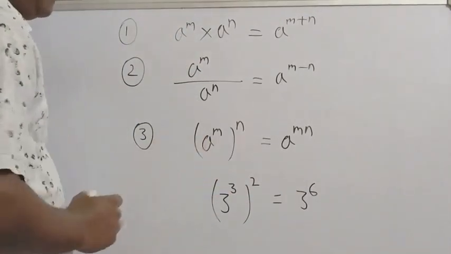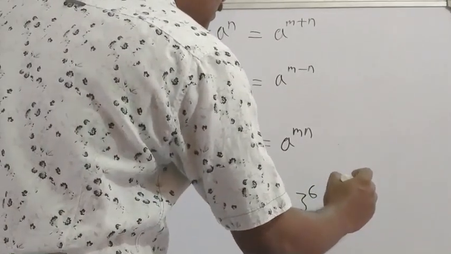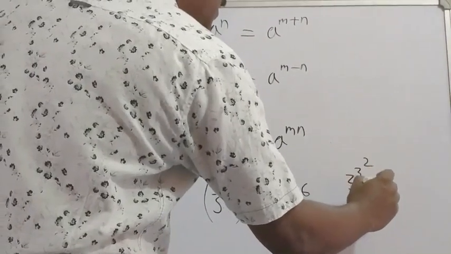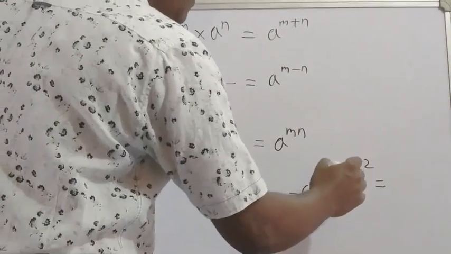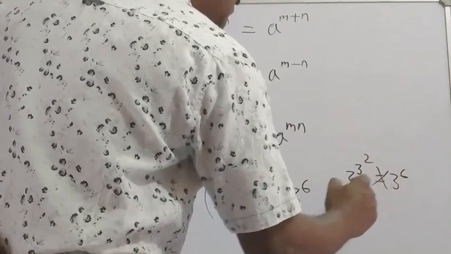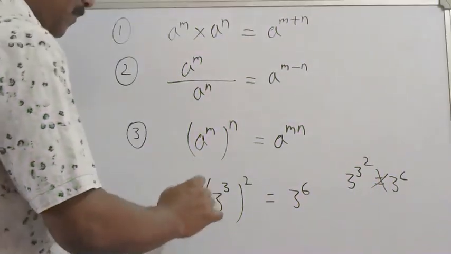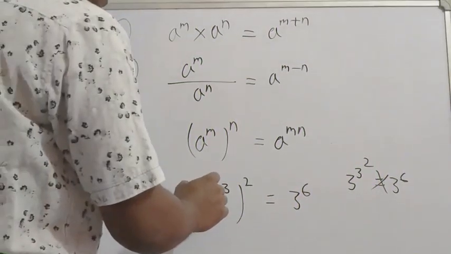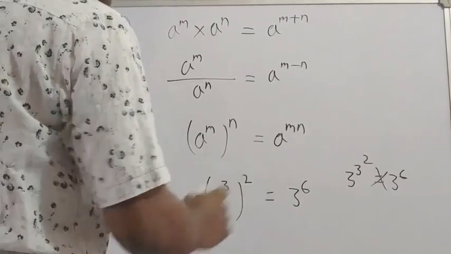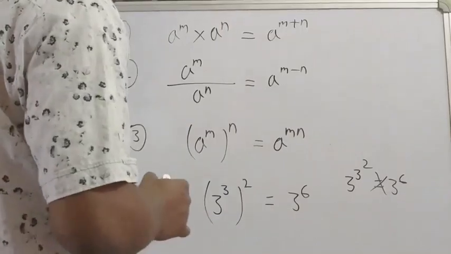Suppose a question is written like this, 3 to the power 3 to the power 2, and no bracket is given. Then we cannot multiply. We cannot write 3 to the power 6. This is wrong. We cannot write like this. The bracket must be given. So 3 to the power 3, then within the bracket another power is given. So both the powers are multiplied, and it becomes 3 to the power 6.